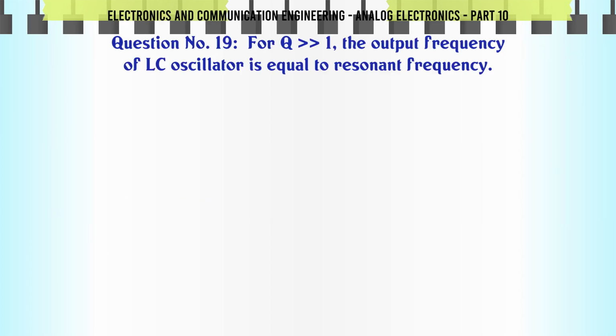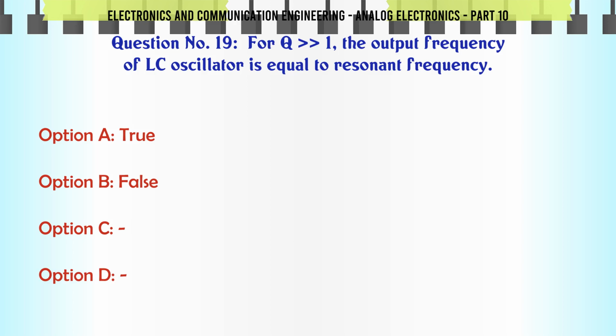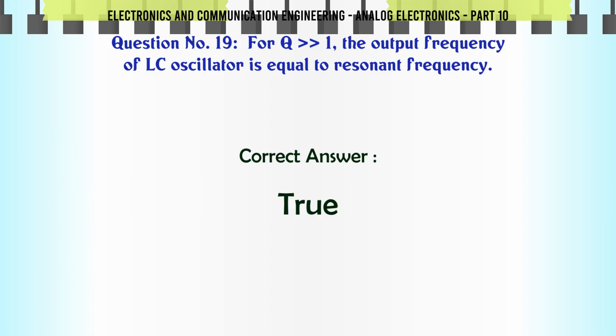For Q1, the output frequency of an LC oscillator is equal to the resonant frequency. A. True. B. False. The correct answer is true.